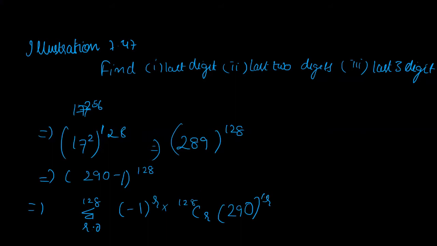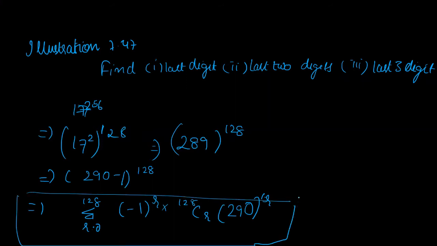Yeah, 1 minus r, 1 to the power, yeah. This will be your r term. Then what you can do is you just try to open it up. So if you open it up, it will become 128C0 into 290 to the power 128, minus 128C1 290 to the power 127, and it will go on in the same fashion.